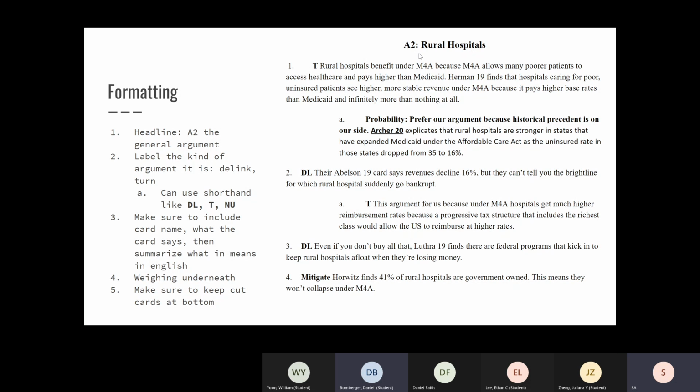Right? You can really format it the way you want, but what we do want is a headline, right? We want a description of what argument you're really trying to argue against. In this case, I'm trying to argue against rural hospitals. But then you have 4 responses here, right? And you want to make sure you label the kind of arguments, right? So we can see 1, 2, 3, 4.